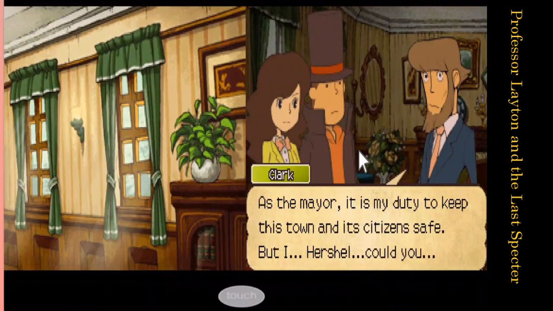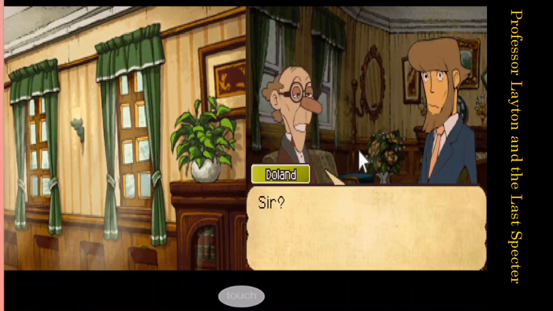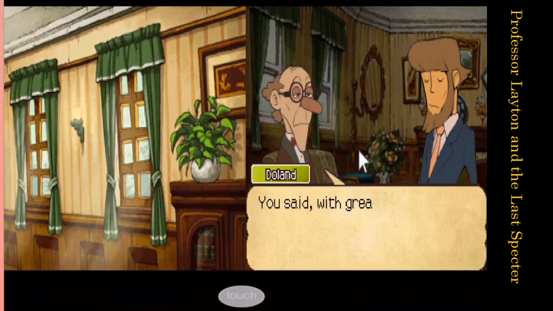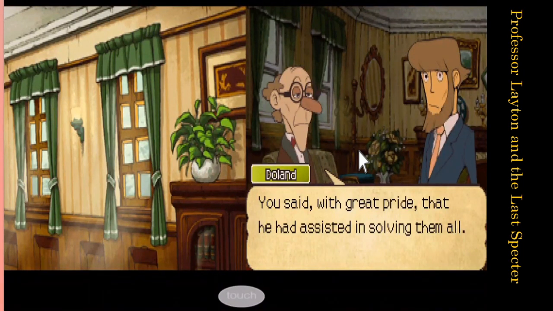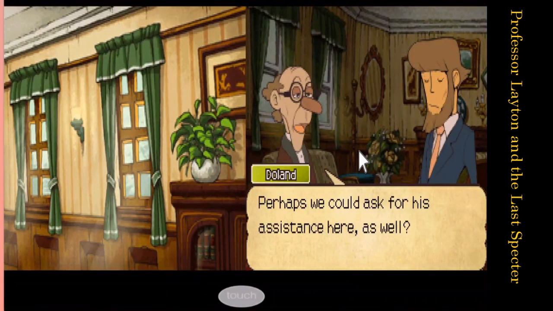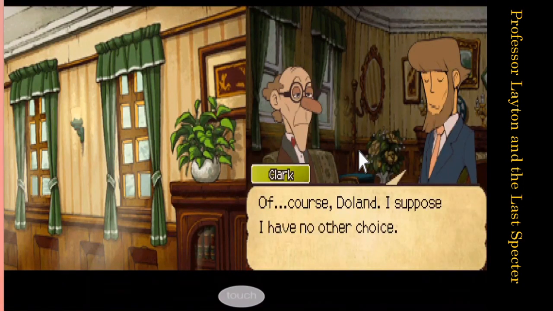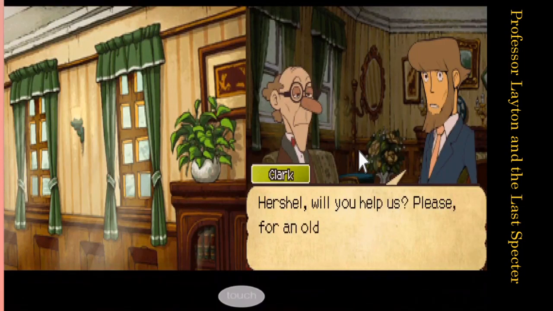But Herschel, could you... Sir, what is it, Oland? Pardon me, sir, but you mentioned that Professor Layton worked on some difficult cases for Scotland Yard. You said, with great pride, that he had assisted in solving them all. Perhaps we could ask for his assistance here as well. Of course, Stoland. I suppose I have no other choice. Herschel, will you help us?